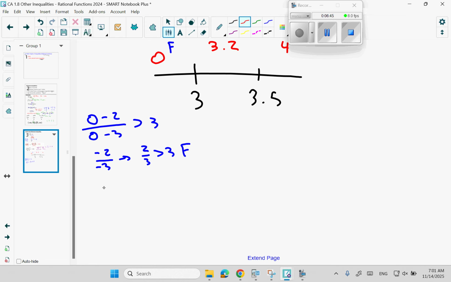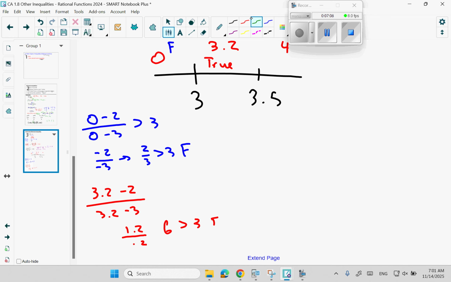Trying the next one, we're going to try 3.2. (3.2 minus 2) over (3.2 minus 3). 3.2 minus 2 is 1.2. 3.2 minus 3 is 0.2. 1.2 divided by 0.2 is 6. Is 6 greater than 3? That's a true statement, so I'm going to get a true in between.